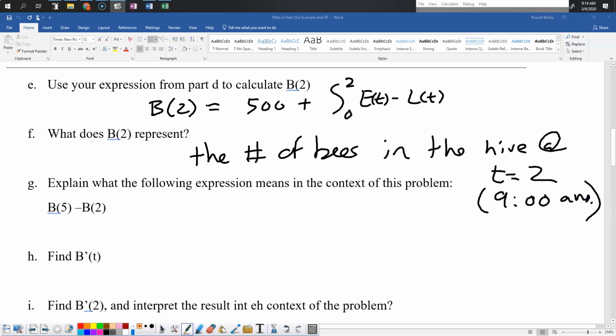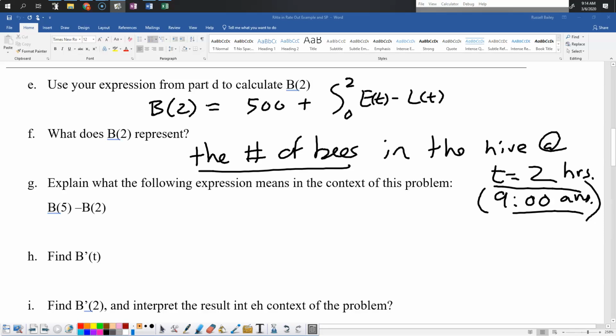You guys have seen on the FRQs that we do, when you interpret something, you have to have 3 things: input units, output units, and context. So here's your output units. Here's your input units. I guess you could say hours to be specific. And the context is bees in the hive. Bees in the hive. All right.